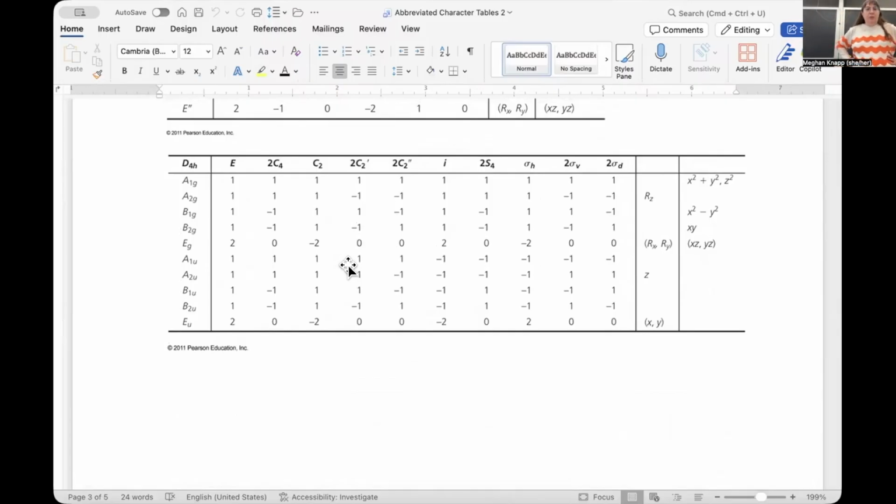E is the first column, and then next to it is the C4. So if I look under C4, some of the irreps have 1s, some of them have -1s, some of them have 0s. Anything that is a 1 is labeled with A as the irrep on the left-hand side. Anything that is a -1 is labeled with a B on the left-hand side. Does that check with what you're doing? Yeah.